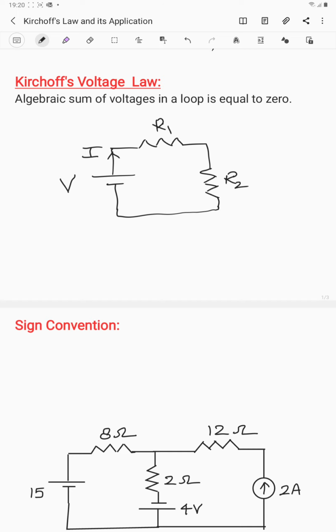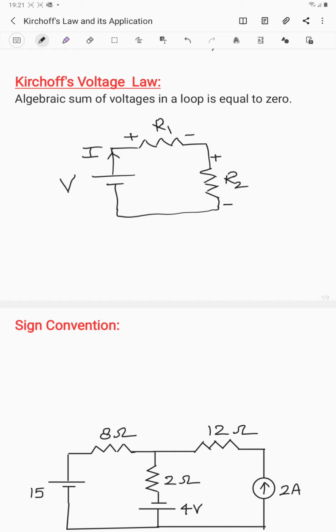Whenever current flows through a resistor, it always flows from higher potential to lower potential. So according to the direction of current I have assumed, it will be flowing through resistor R1 from left to right. That means the left side of R1 is at higher potential and the right side is at lower potential. In a similar way, the same current I will flow through resistor R2 from top to bottom. That means the top of R2 is at higher potential and the bottom is at lower potential. So this is how we mark the potential for the resistors.